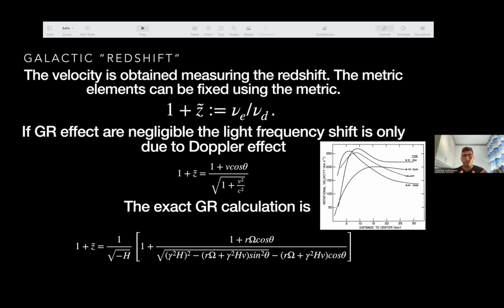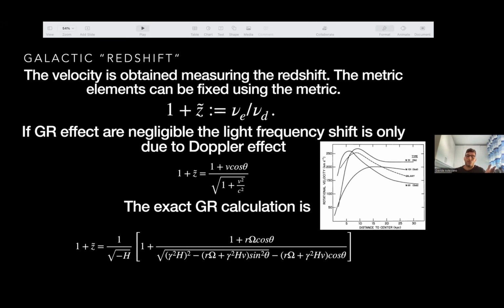So if I just measure the light frequency shift, what am I actually measuring? If the GR effects are negligible, this is only due to the Doppler effect. The theta is just the angle of the line of sight.